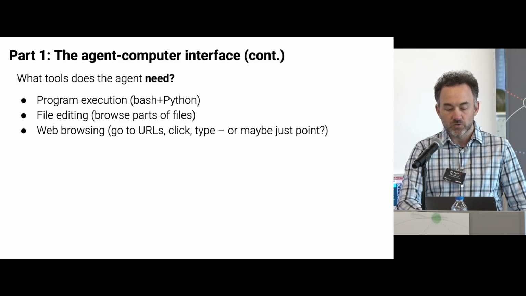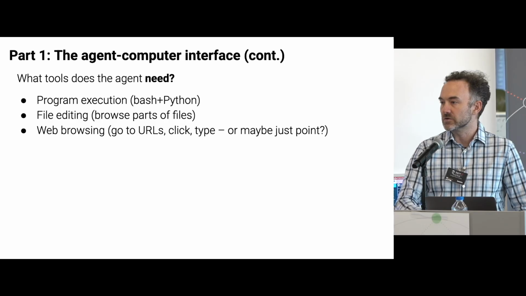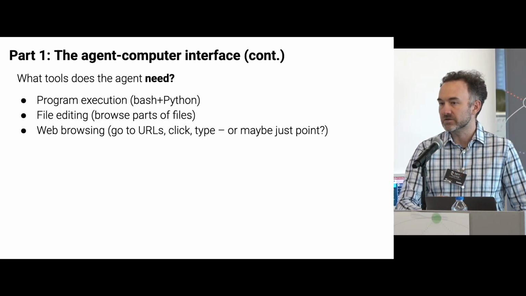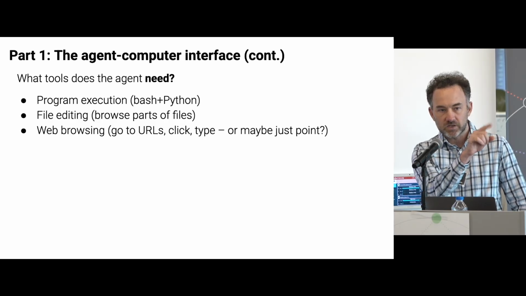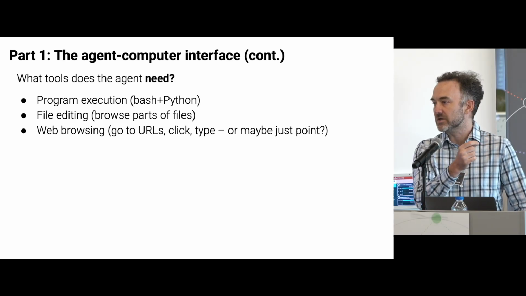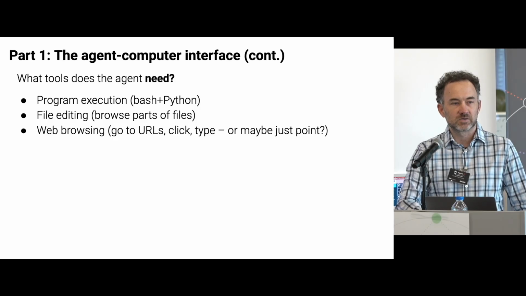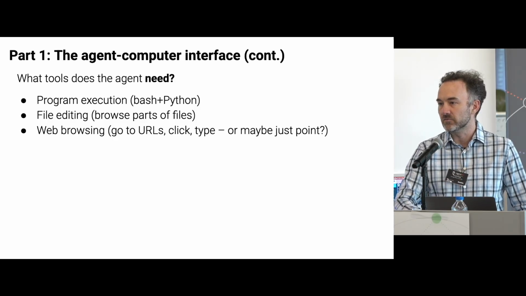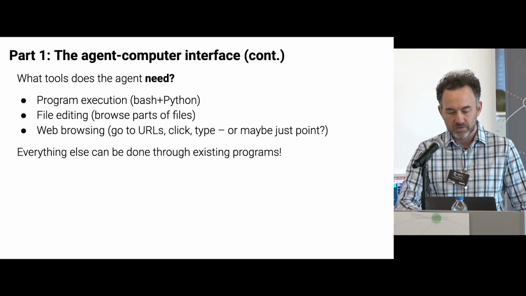And we allow them to do web browsing. So we can allow them to go to URLs, click, and type. There's also other people like OpenAI's computer use agent that allow you to click on individual parts of the screen, but we've decided not to do that because it's a little bit harder for agents to get right. So we just allow them to select the elements they want to interact with.